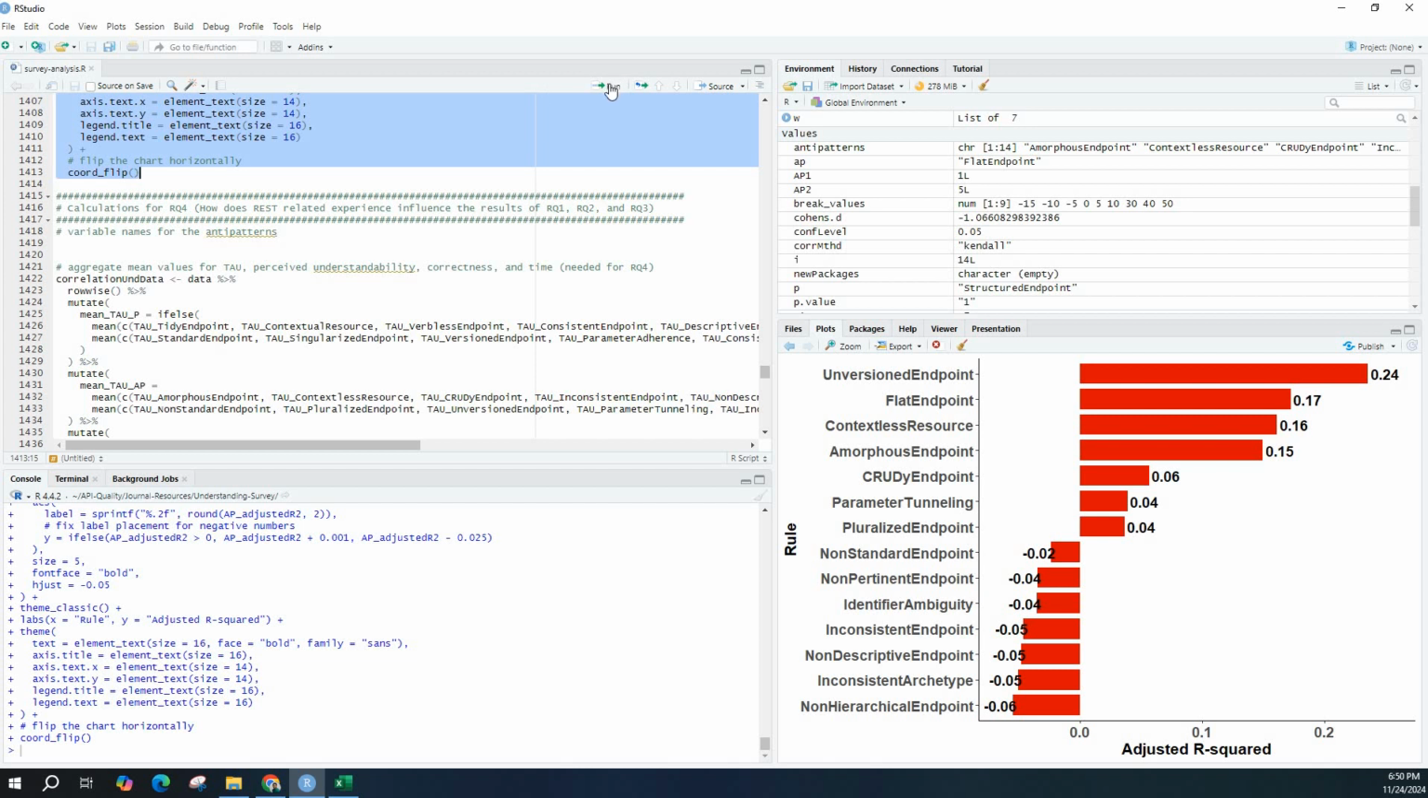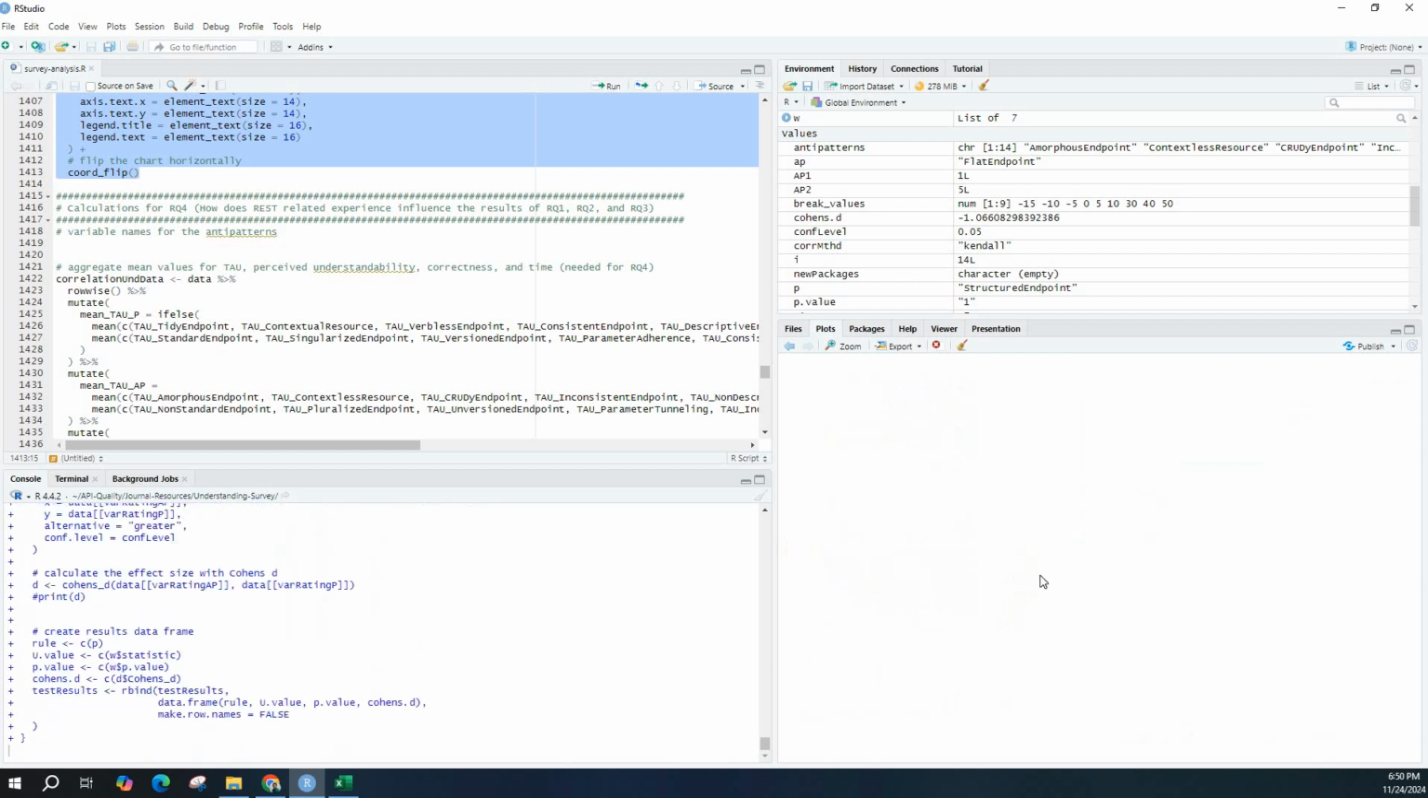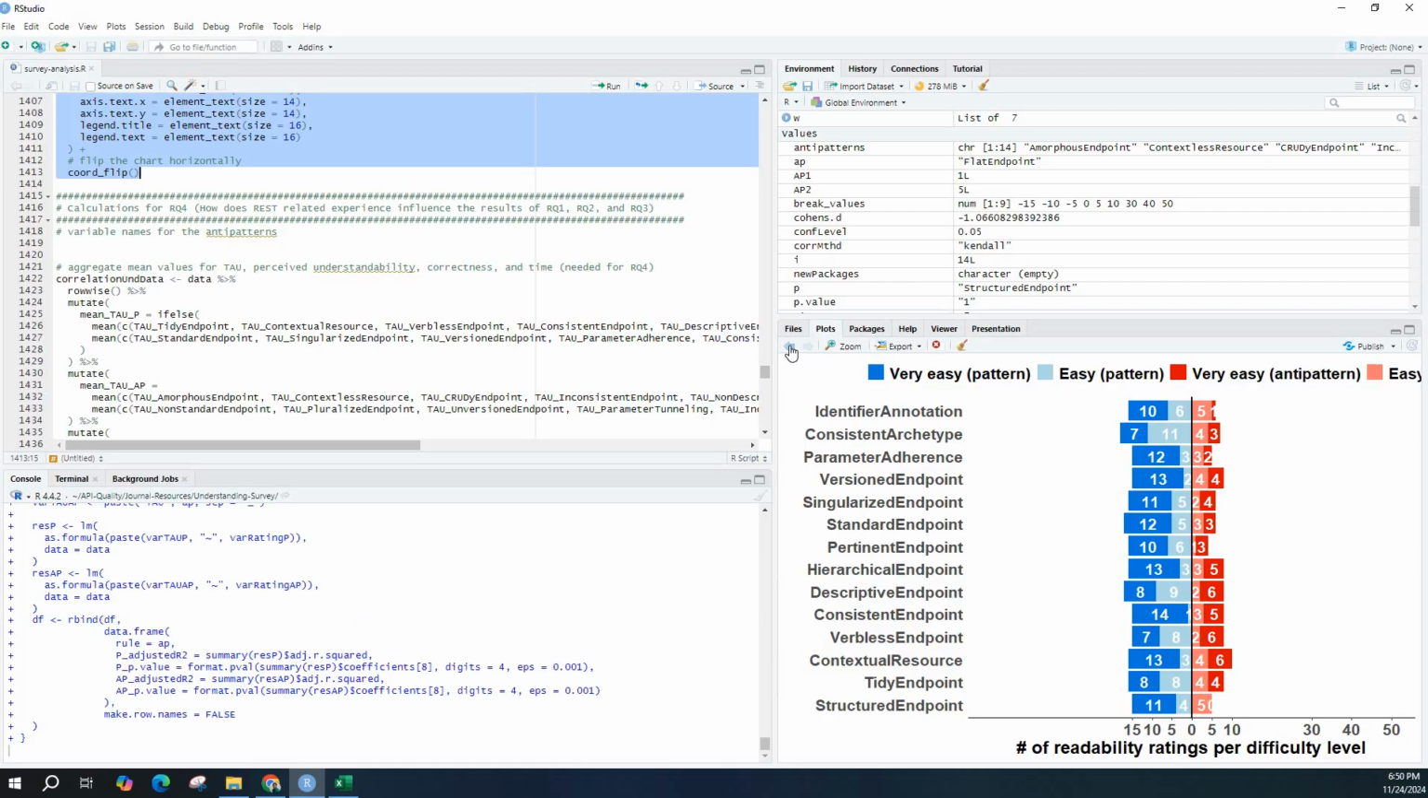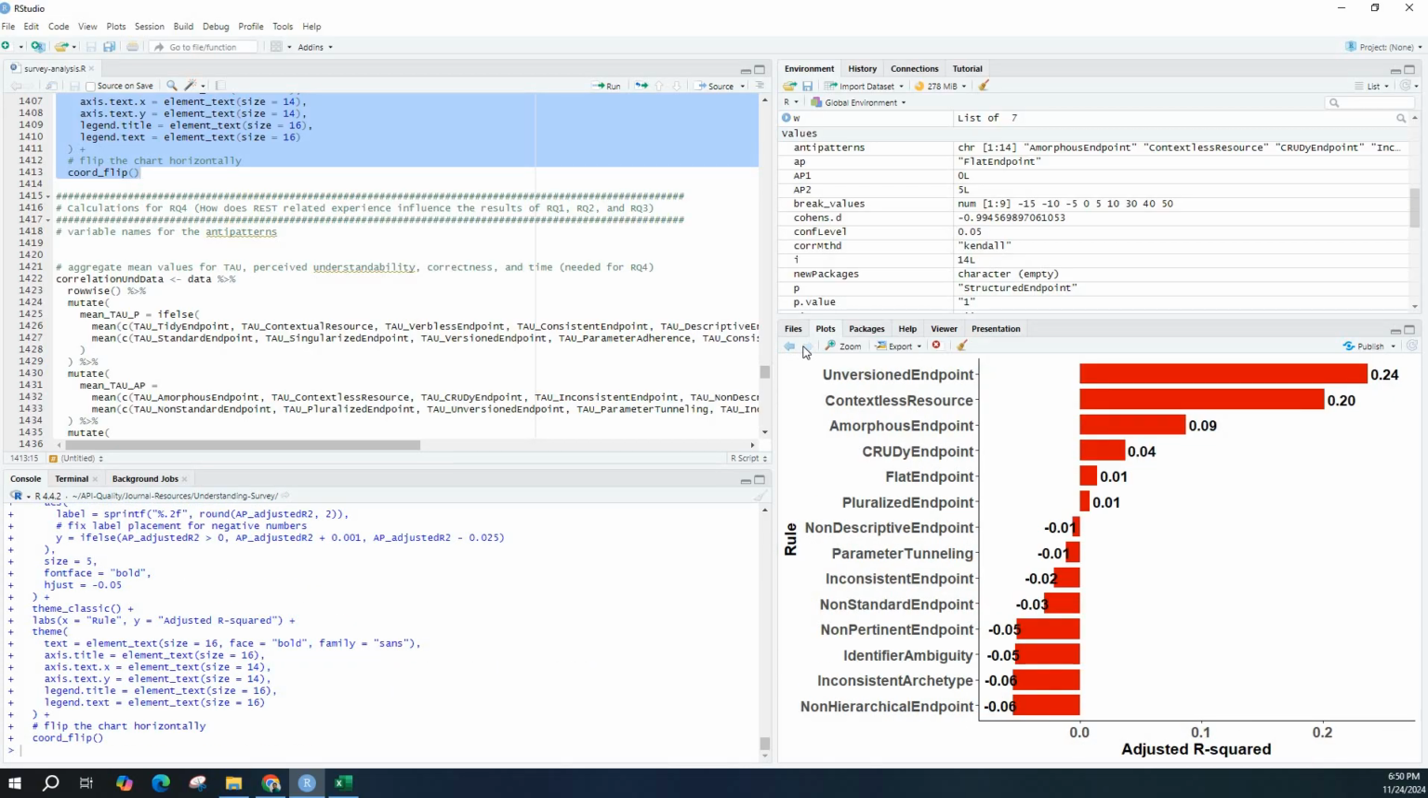And then we can just run RQ3 like that, and RQ3 will generate a similar plot as well. But RQ2 was about understandability, and RQ3 is about readability. So here, in terms of readability, we can see the R square value: the negative correlation is a little bit higher, and the positive correlation is a little bit less, which makes it better compared to understandability.